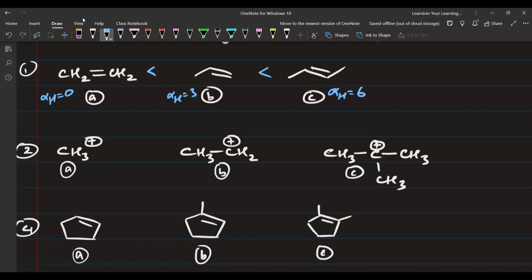Similarly, here also we have seen that number of alpha hydrogen here it is equal to 9. Number of alpha hydrogen here it is equal to 3, and the number of alpha hydrogen here it is equal to 0. Yeah, okay, fine. So this is the most, and then this is more stable than at last this one. Try for the third one. Fourth, no, third. I will do for you the first one.